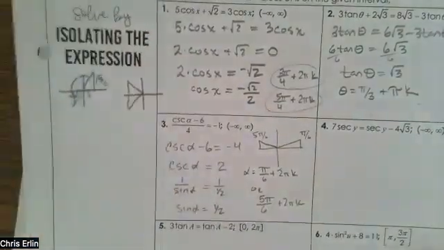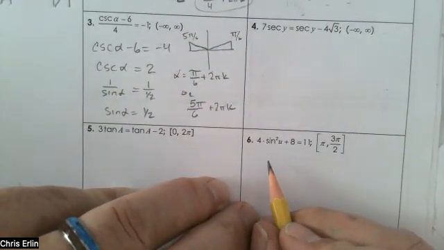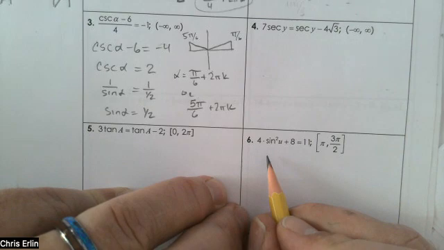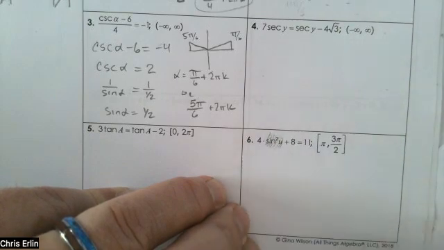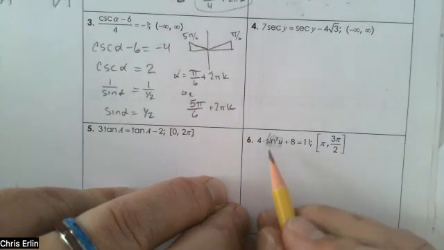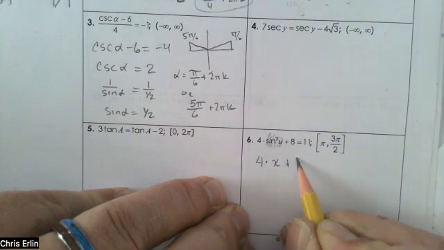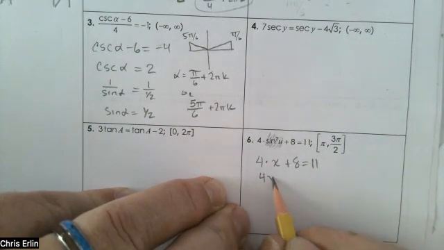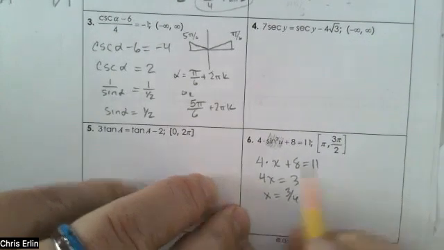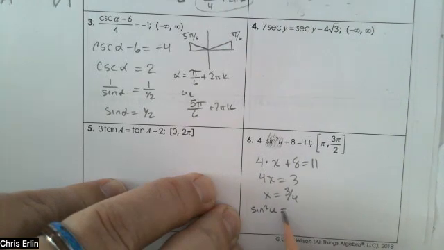Okay, let's do number 6 together. How do we start this one? Are you guys comfortable just blocking this out as though it's one big variable? In other words, we're treating this algebraically as 4 times x plus 8 equals 11. Subtract 8. Divide by 4. And then we can substitute back in what x was, which was sine squared of u.